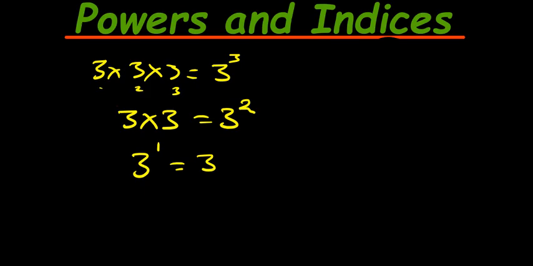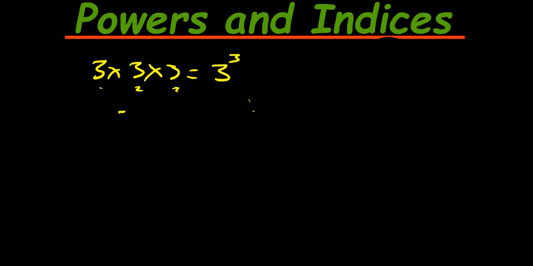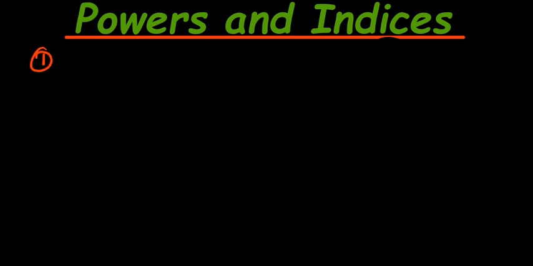Now you have to understand that these indices have rules. The rules of indices are as follows. Rule number 1: you might have p, let's say p is any number, raised to the power 0. This is equal to 1. So any number or letter raised to the power 0 is equal to 1.